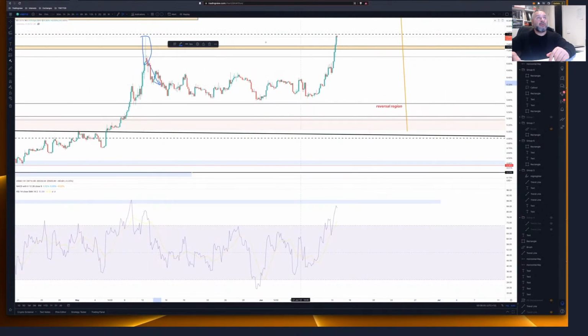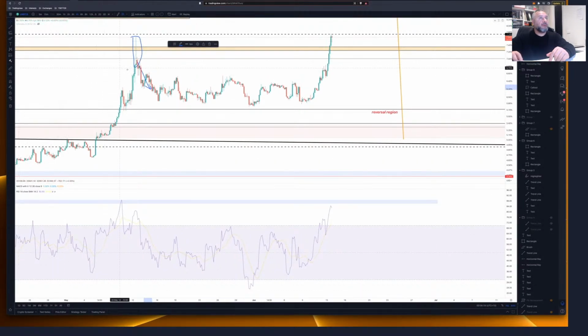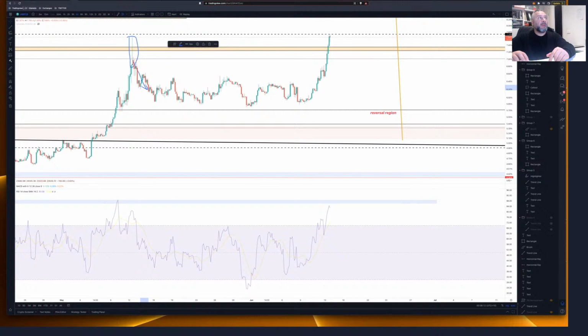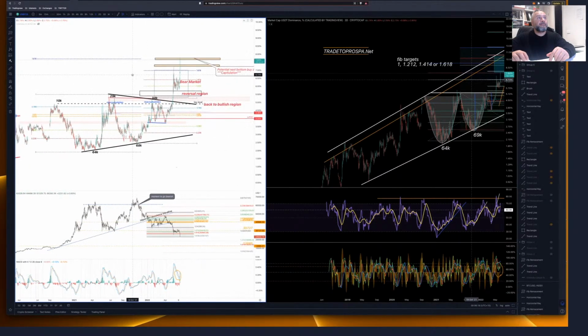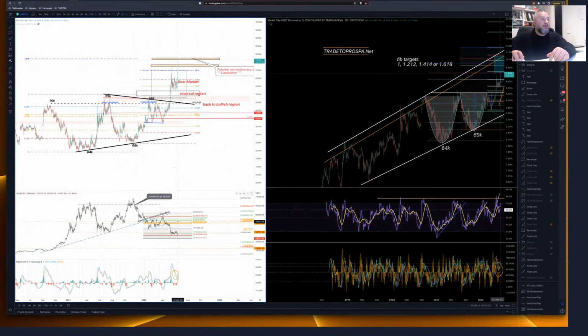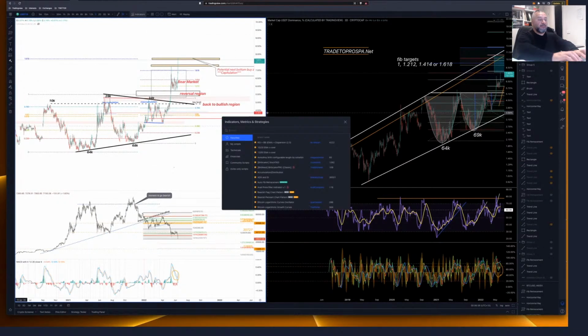So what chart was that? Let's just refresh. Back here, okay. That was that capitulation there. That wick there. Okay. And I just want to add the RSI.